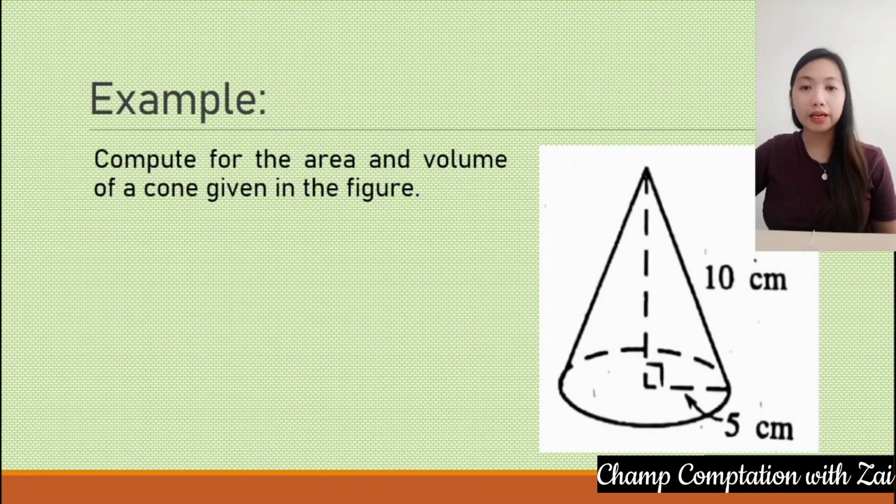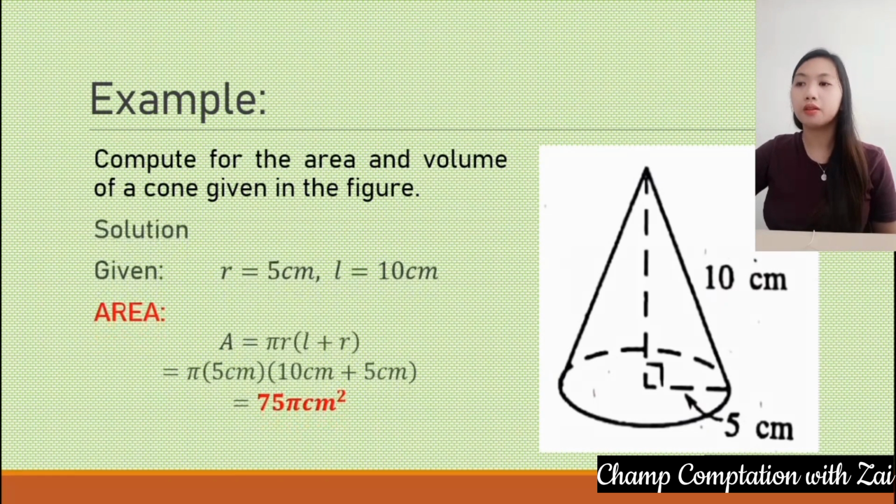So let us apply the formula of the area and the volume of a cone in the given figure here. We have the given radius of 5 cm and a slant height of 10 cm. To find the area, we have pi r quantity L plus r. Substituting the values given, we have pi multiplied by 5 cm multiplied by the quantity 10 cm plus 5 cm. So a total of 75 pi square centimeters.